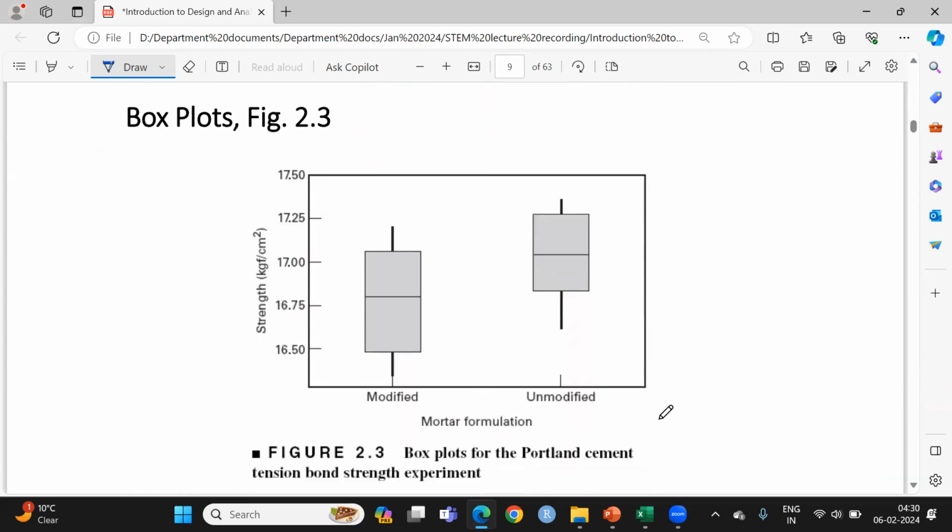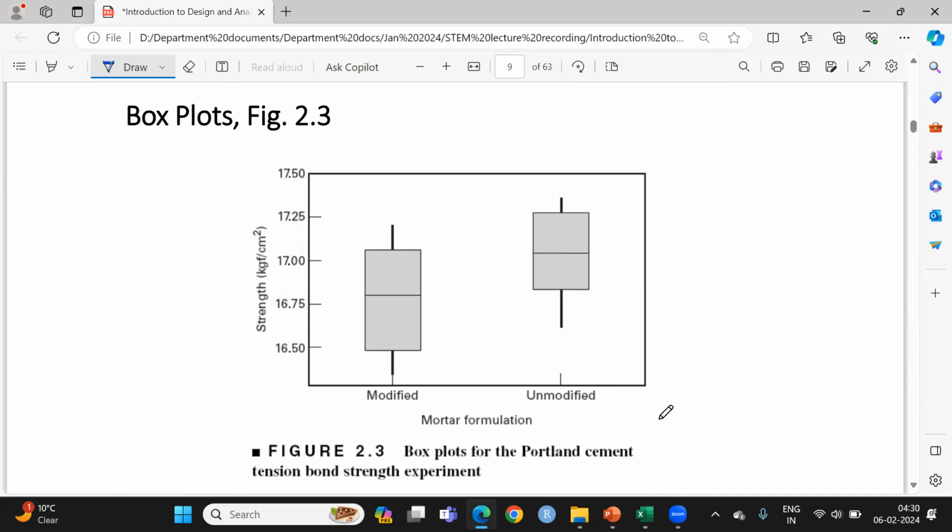So coming back to that example in which we had two variables, modified mortar and unmodified mortar, there is another method called the box plot. I want to spend some time on it because some of you may not be aware of the term box plot. It is one of the most widely used tools nowadays, and it helps us compare different variables on the same platform. You can see this is the box plot corresponding to modified mortar, and this is the box plot corresponding to unmodified mortar.